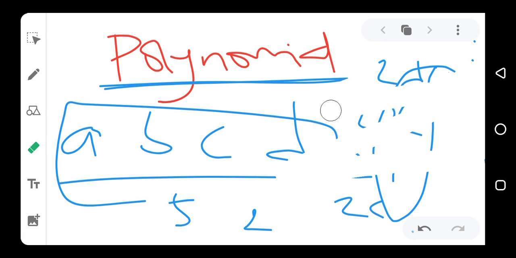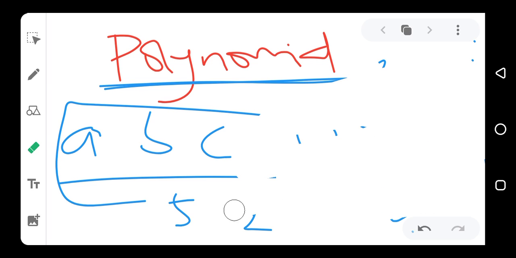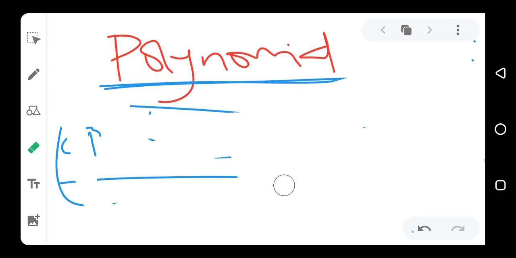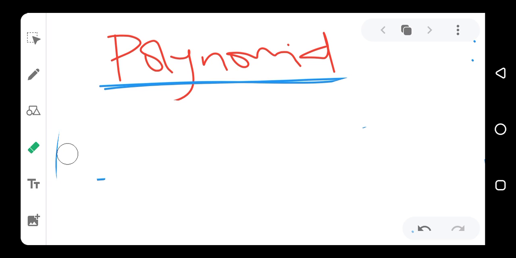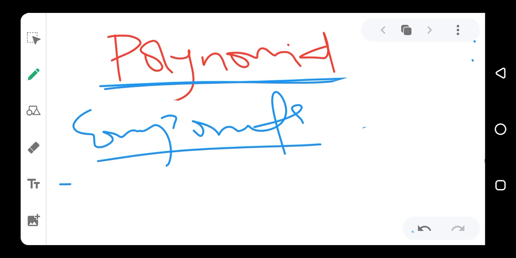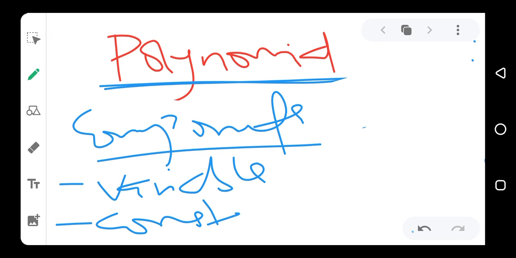Every polynomial has 3 components. The first component is what we call the variable. The second component is constant, and the third is what we call exponents. We have variables, we have constants, and we have exponents.